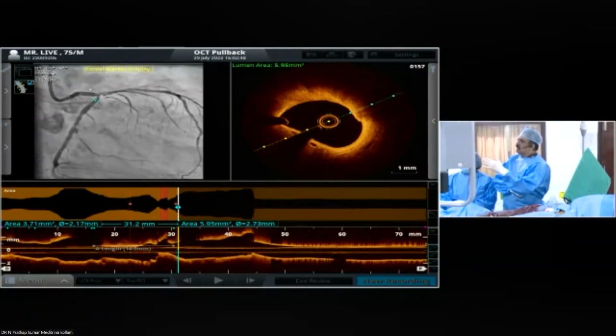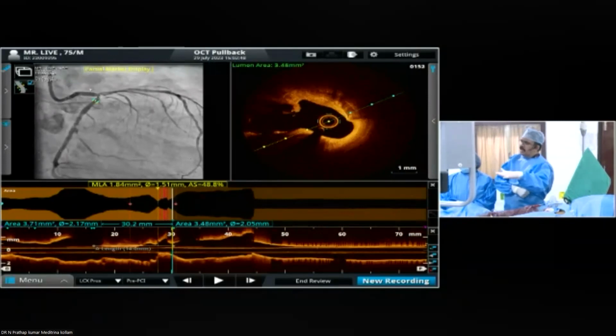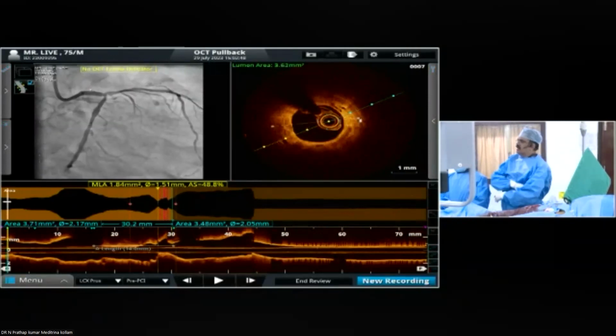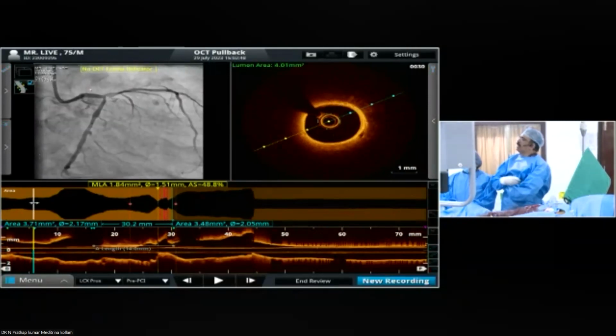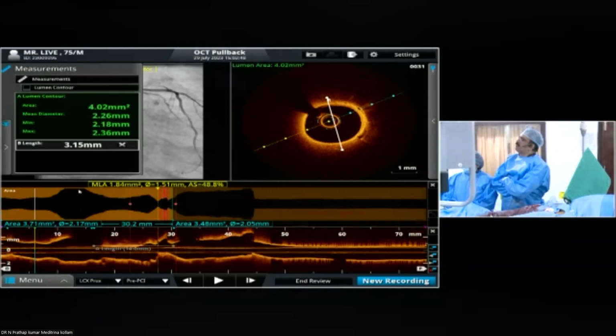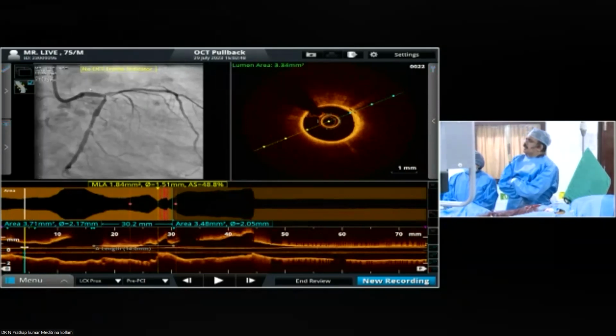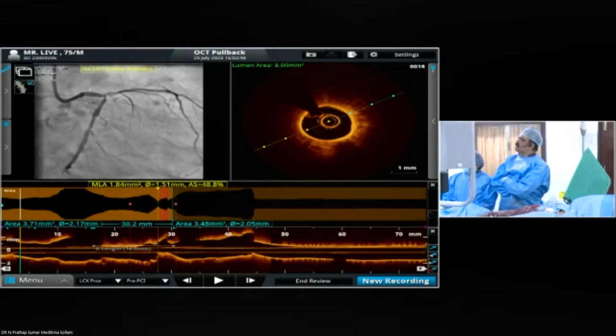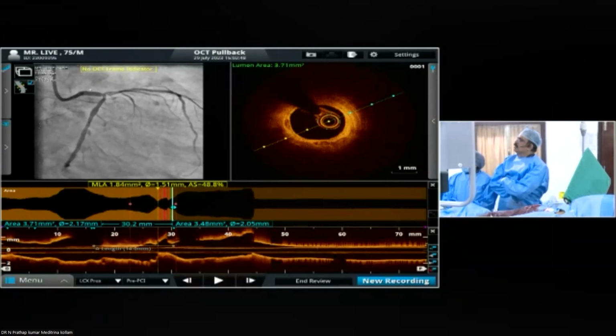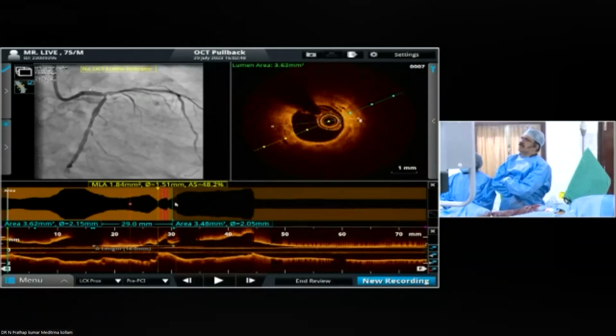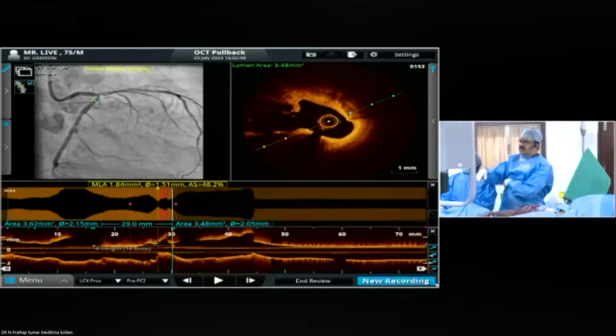Can you just show the distal beyond the ectasia? What is the size of the vessel? Yes, what is the size? 3.15. So we will be taking a 3 millimeter stent. What is the length? 28 millimeter circumflex. And now you just go to the next shot, the angiogram. Angio shot. We will just discuss this part.